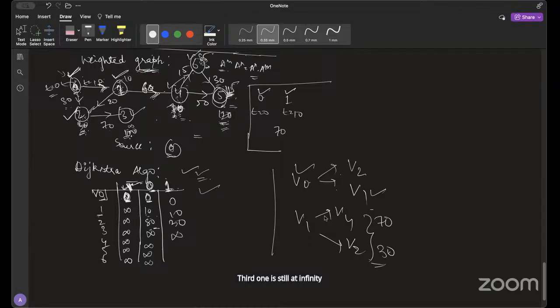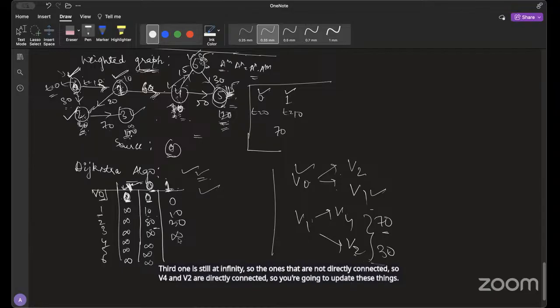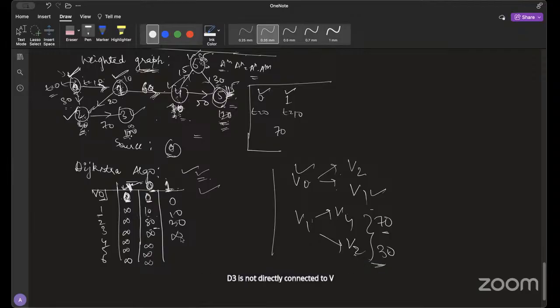So the ones that are directly connected, V4 and V2, you're going to update these things. And the ones that are not directly connected, like V3, is not directly connected to V1, so you put an infinity here. V5 is not directly connected to V1, so you put an infinity here. V4 is directly connected to V1. So you don't put an infinity, you put a 10, the one fixed for this one, and then a 60 for this. So you get a 70 here. Is this much fine? And this is also at infinity. Is this fine to everyone?